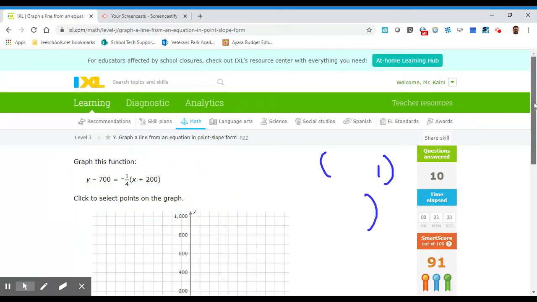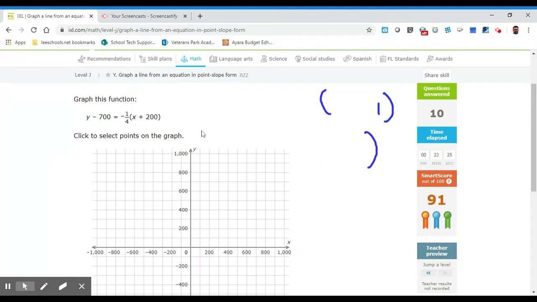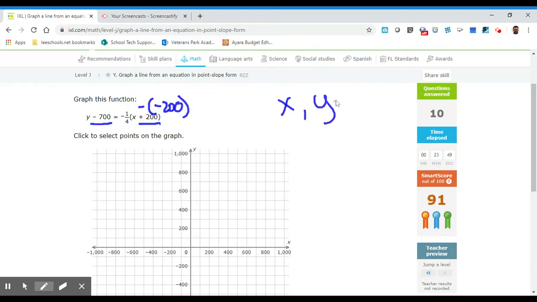All right, let's do a couple more. See if we see anything out of the ordinary. Clear this all out. All right, so step number 1, is this in subtraction? Yes. Is this in subtraction? No. We need to make this negative 200. Next step, what's our x and our y? Well, our x is negative 200, and our y is 700.